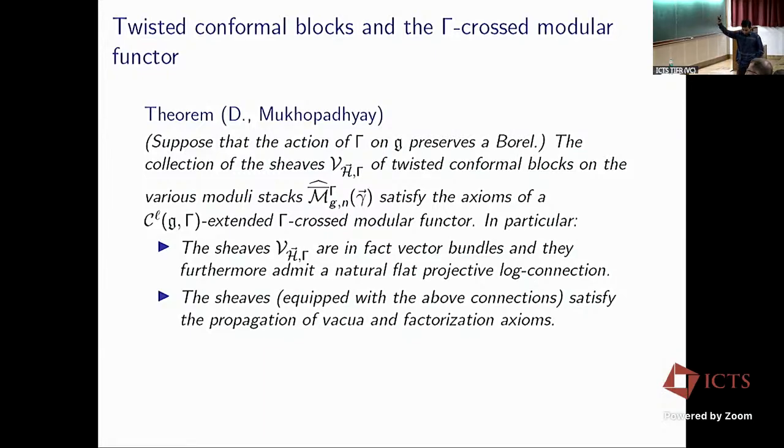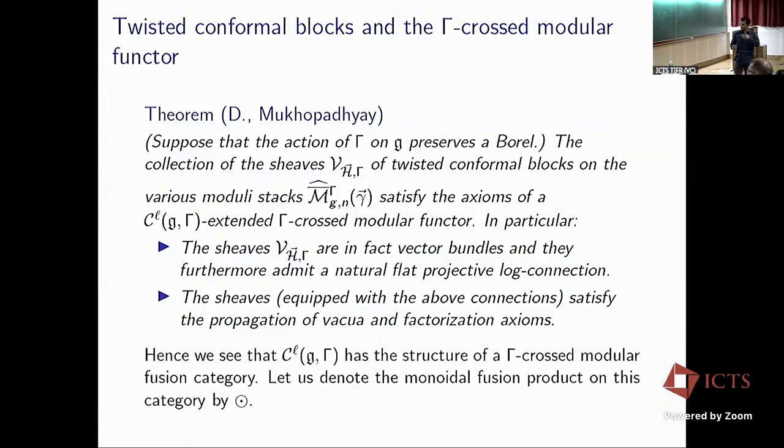So basically, we defined these twisted conformal blocks, this bunch of vector bundles on these moduli stacks, and they satisfy these nice axioms. And this defines a gamma-crossed modular functor. Once you combine it with the result that I mentioned earlier, that a gamma-crossed modular functor determines a gamma-crossed modular fusion category, we see that this gets the structure of a gamma-crossed modular fusion category.